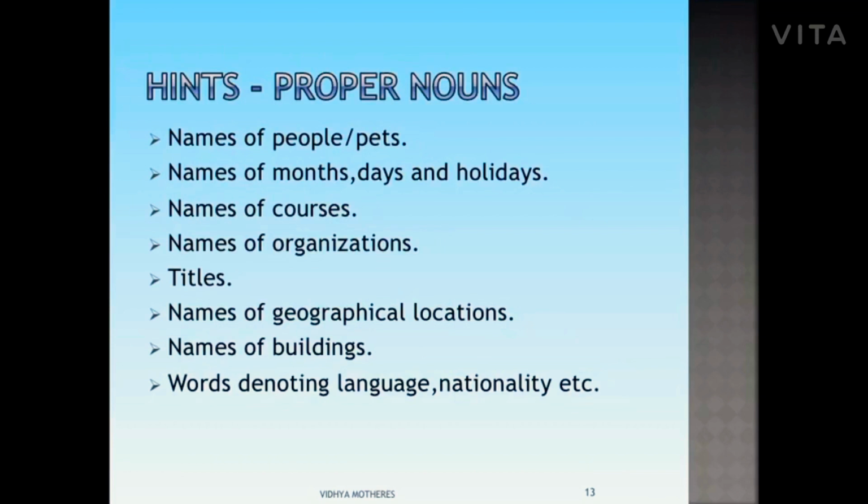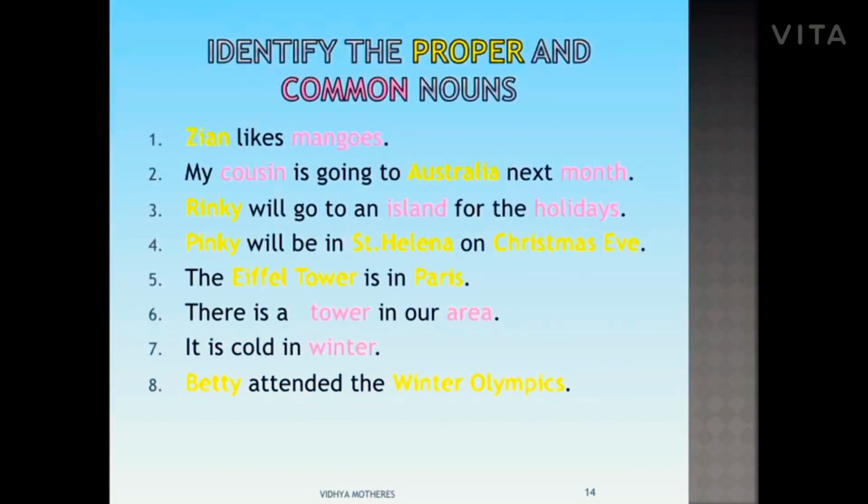Names of geographical locations, names of buildings, example, the White House. Words denoting language, nationality, etc. Example, English, French, Chinese, Telugu. Now let's identify the proper and common nouns. Proper nouns are given in yellow color and common nouns in pink color.